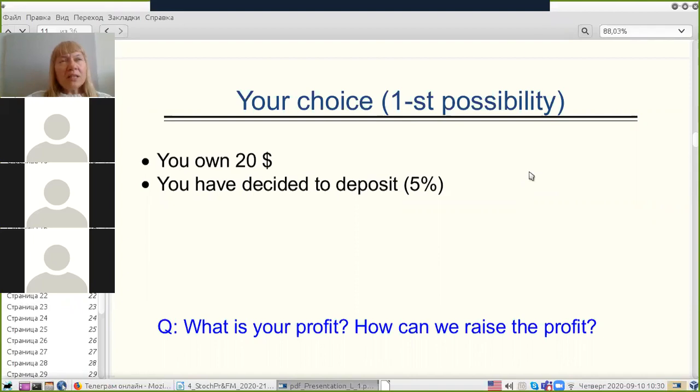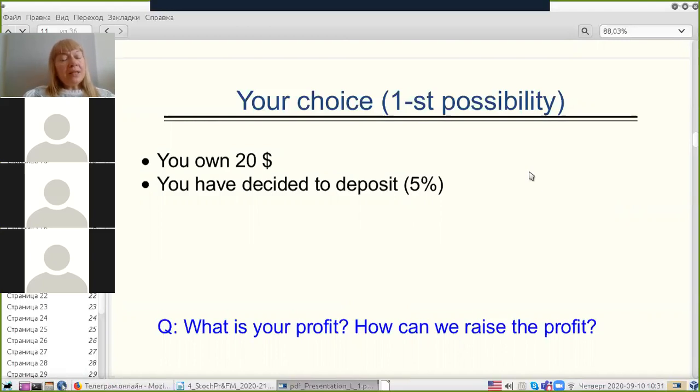I advise that you take a paper and write down, because today we have 3 possibilities. So please take a paper and write down the first possibility. I should write this on the blackboard, but if we haven't a blackboard, please write it on your paper by yourself. So 20 multiplied by 1.05, and this equals $21, and profit 21 minus 20, it is $1.